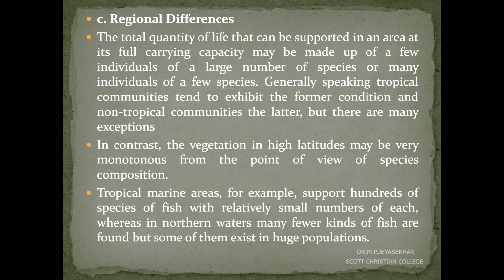Regional differences. The total quantity of life that can be supported in an area at full carrying capacity may be made up of a few individuals of a large number of species or many individuals of a few species. Generally speaking, tropical communities tend to exhibit the former condition and non-tropical communities the latter, but there are many exceptions.